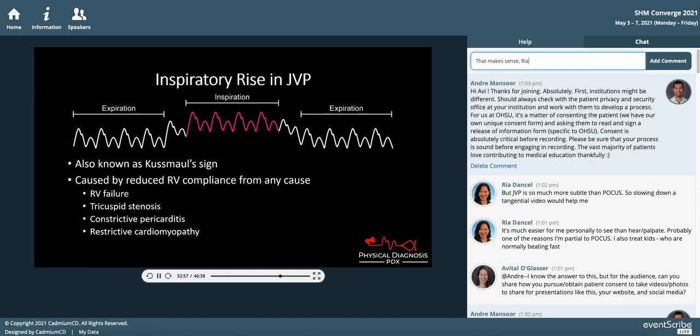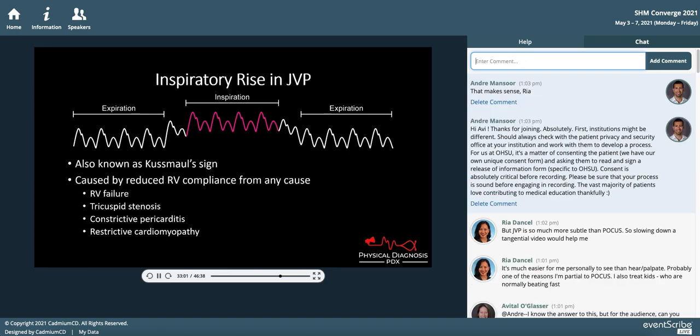The final tracing to discuss before we get into the fun part is Kussmaul sign, which is something that we mentioned earlier. So here we have a paradoxical rise in JVP with inspiration. Normally when we take a breath in, we decrease our intrathoracic pressure, and that causes the column of blood to suck down toward the heart, which causes the normal decrease in JVP with inspiration.